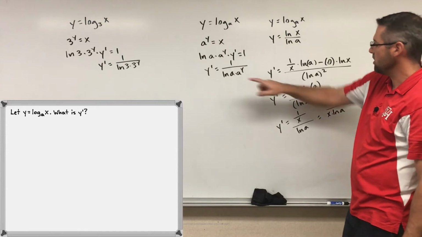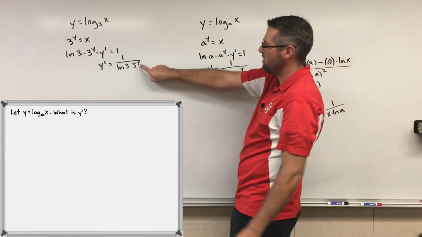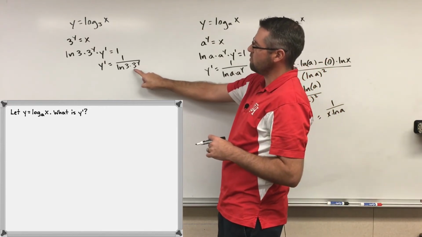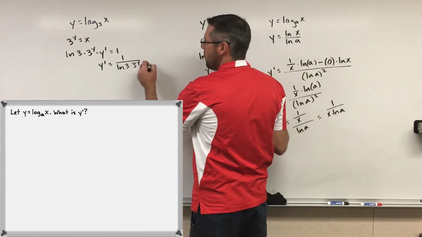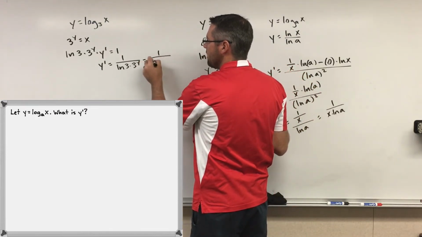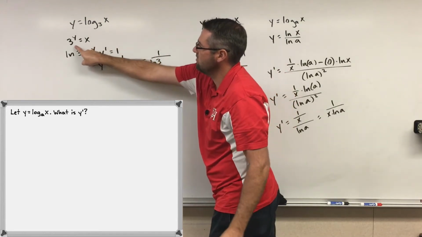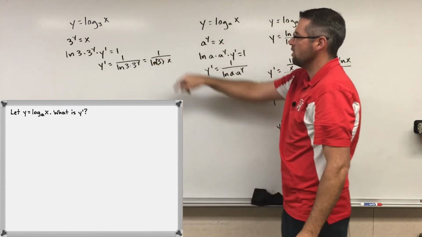Oh, I forgot to replace this over here. I missed that step because remember we have to replace the y value. We don't want just y there. Now we don't want to say 3 to the log base 3 of x, so we would say y prime equals 1 over natural log of 3, and we know 3 to the y is given right here. 3 to the y is x. And so 1 over natural log of 3 times x.